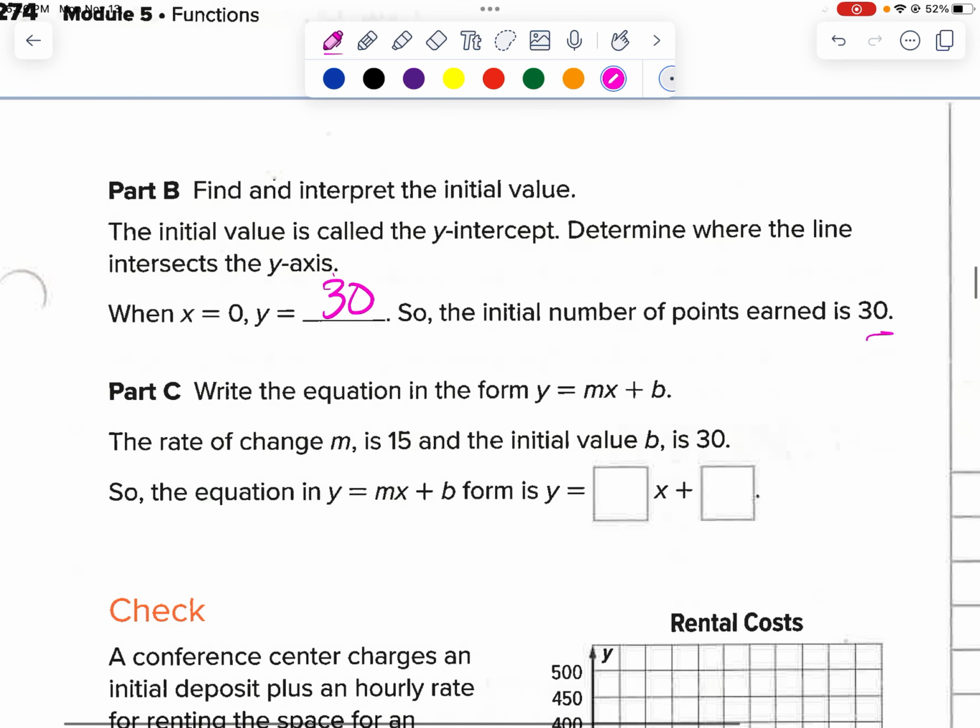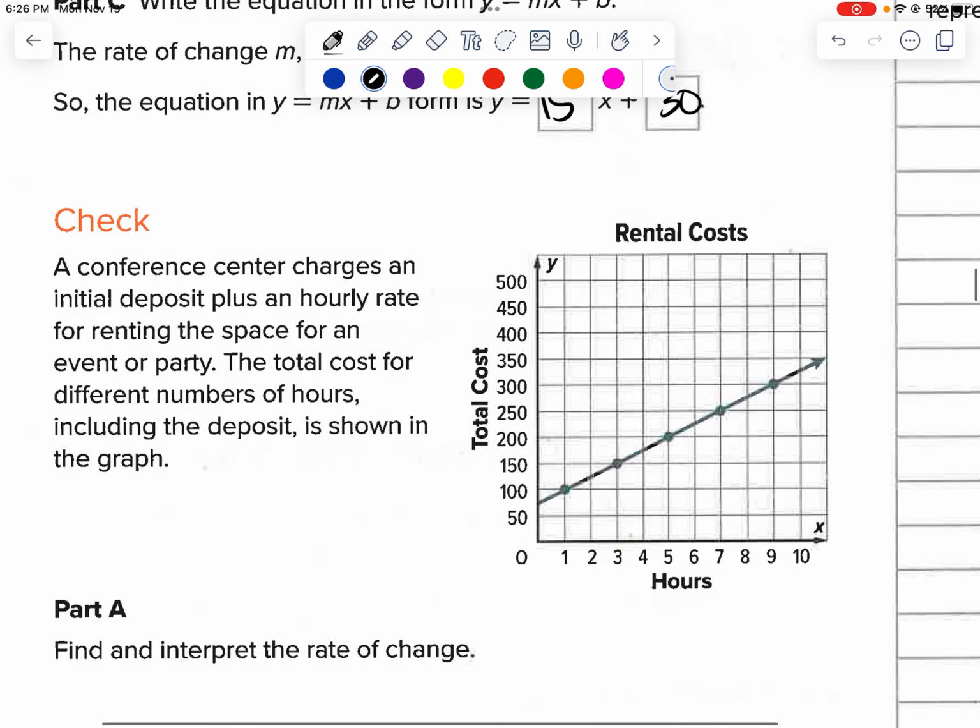So look at that. That's what they got too. So if I plugged in my information, I would get 15x plus 30, which is the same thing we got. So now we're going to do this one.